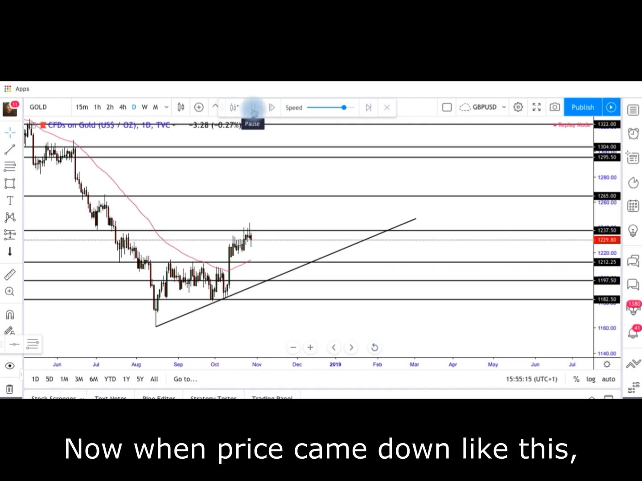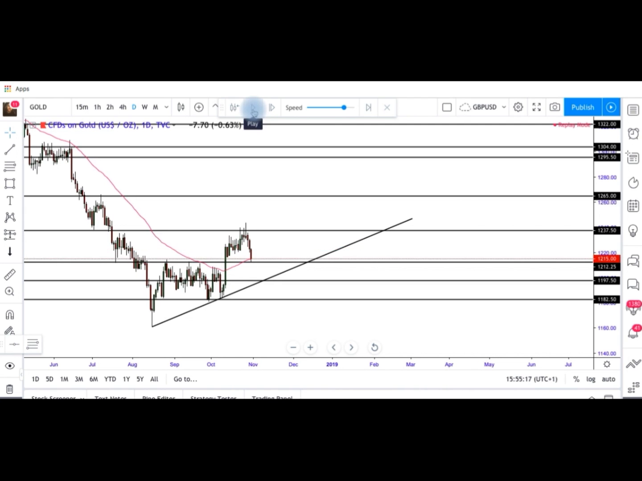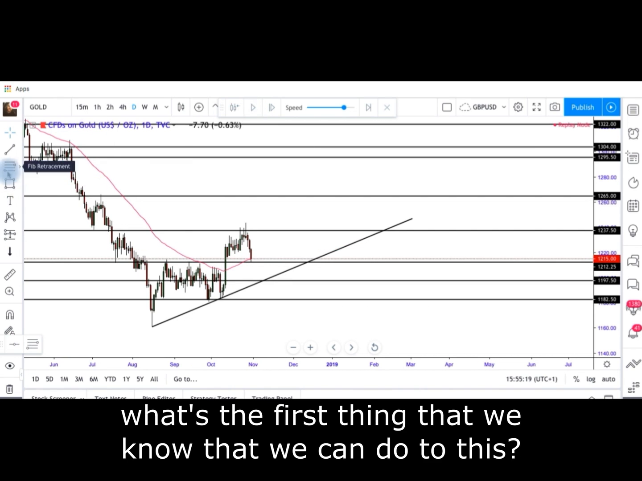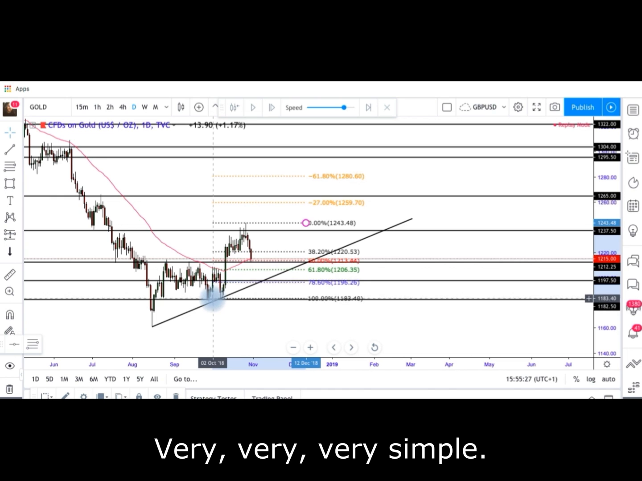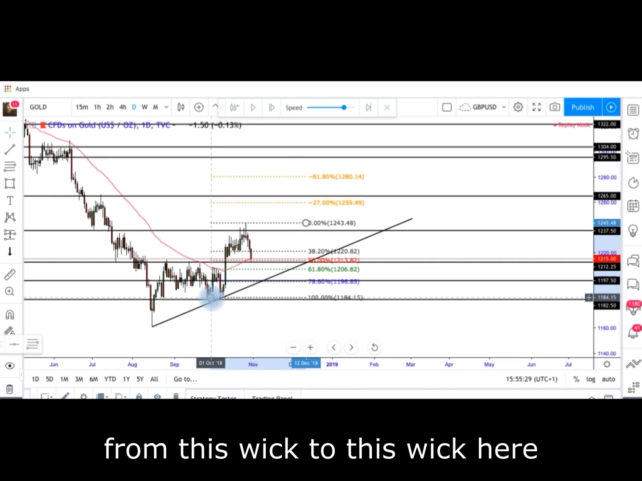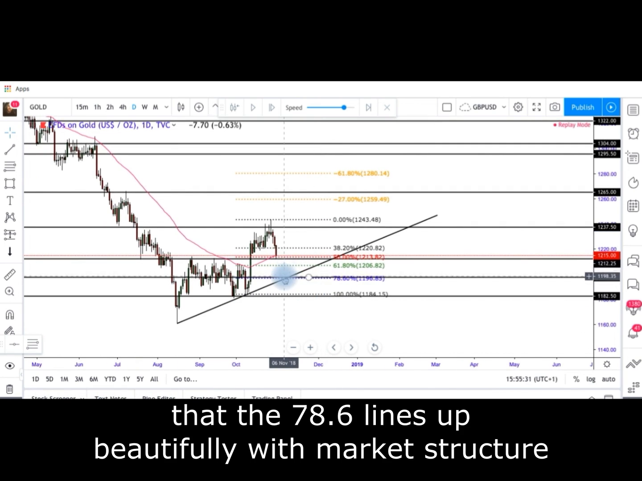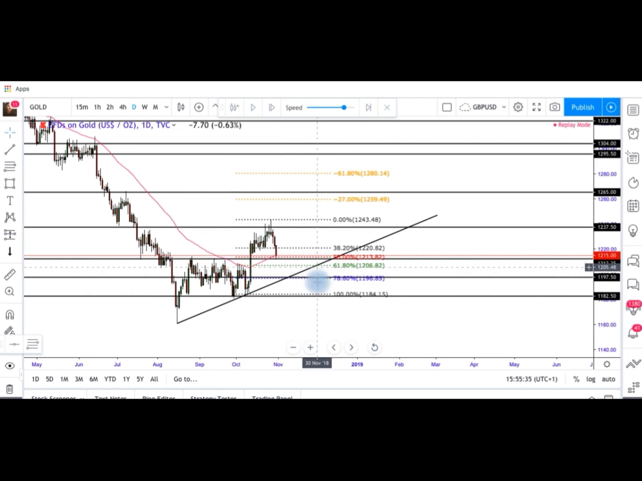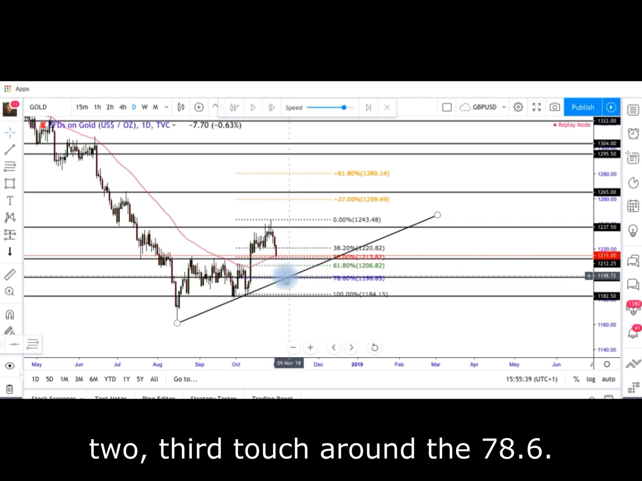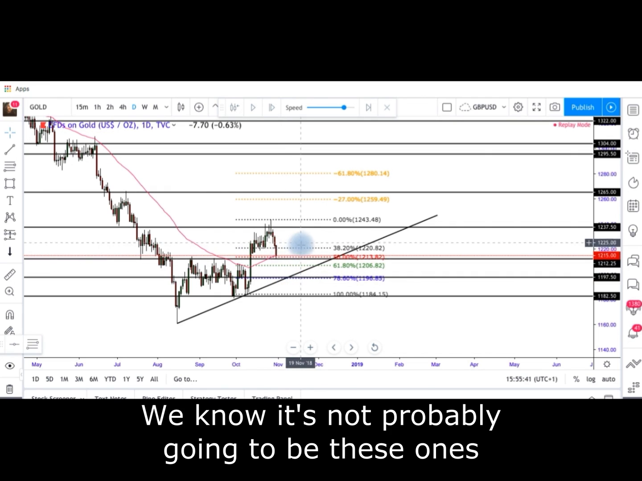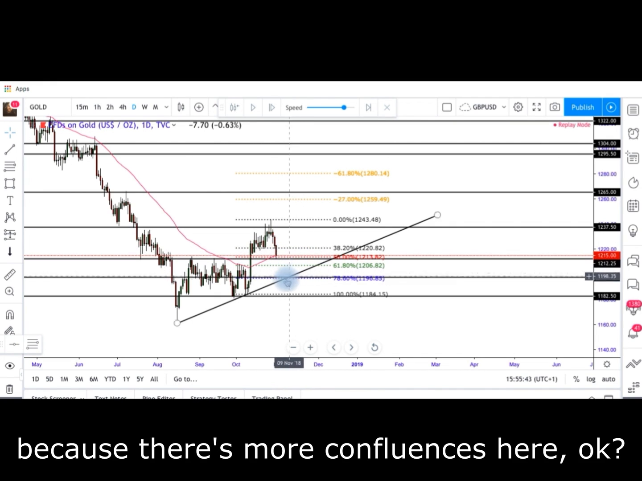Now, when price came down like this, what's the first thing that we know that we can do to this? We put a fib on it. Very, very, very simple. Now, we can quite clearly see from this wick to this wick here that the 78.6 lines up beautifully with market structure and the ascending trend line. So therefore we'd be getting 1, 2, third touch around the 78.6. We know it's not probably going to be these ones because there's more confluences here.